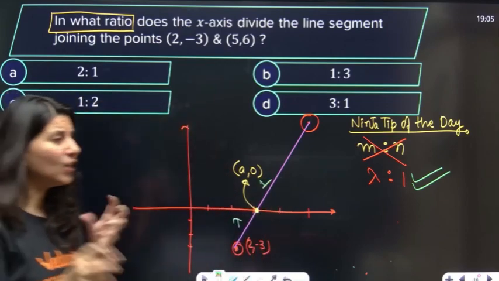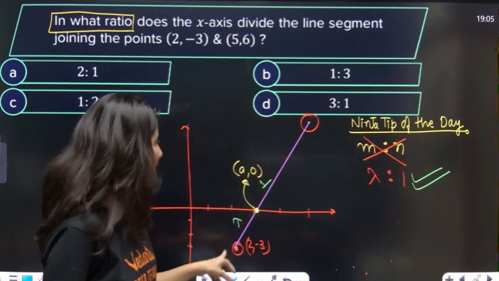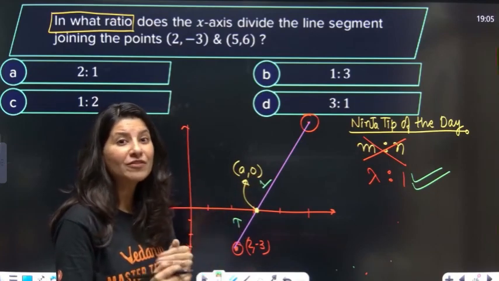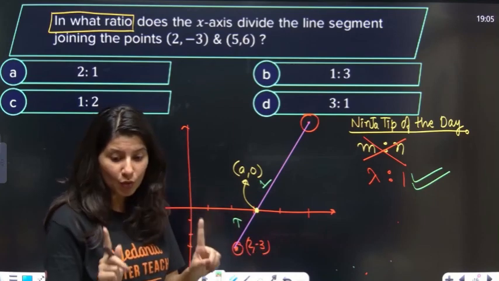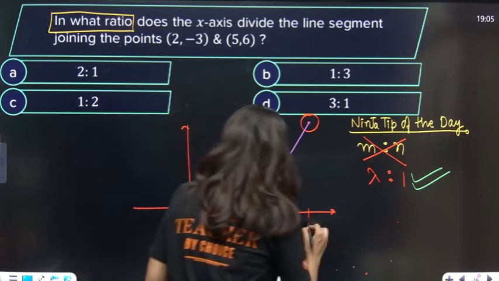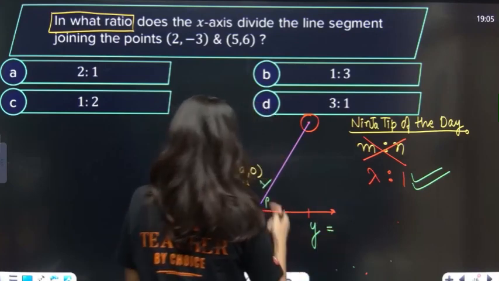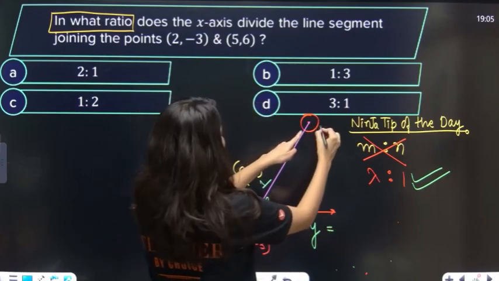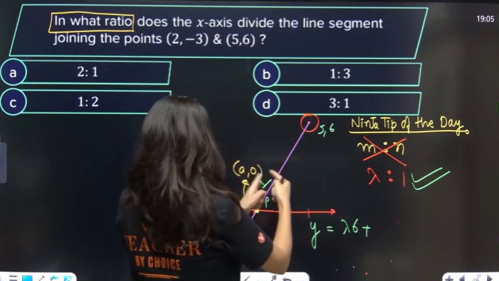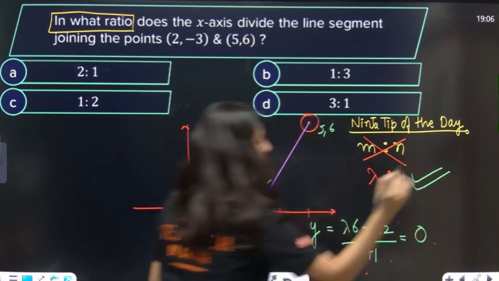Now make use of 0. In mathematics, 0 is very important. If you have got the y coordinate, do not apply the section formula in x. The section formula in y will be applicable over here. So the y coordinate of point P, this is your P, is lambda into 6 plus 1 into 2, whole upon lambda plus 1, where the y coordinate is 0, obviously.